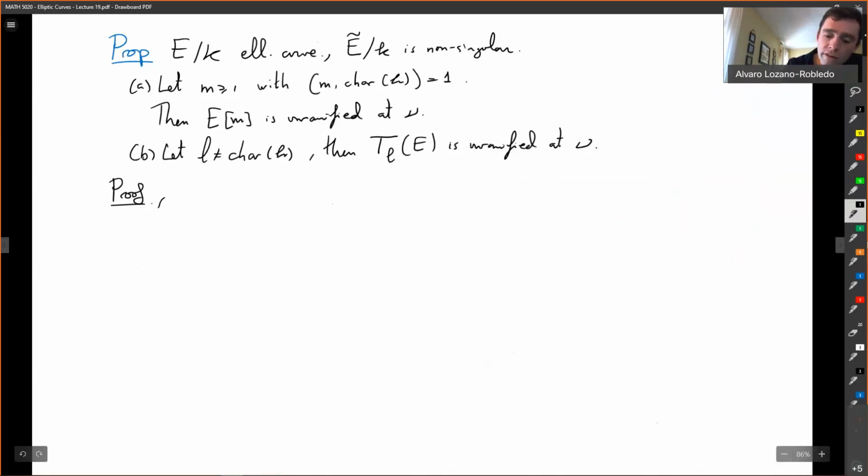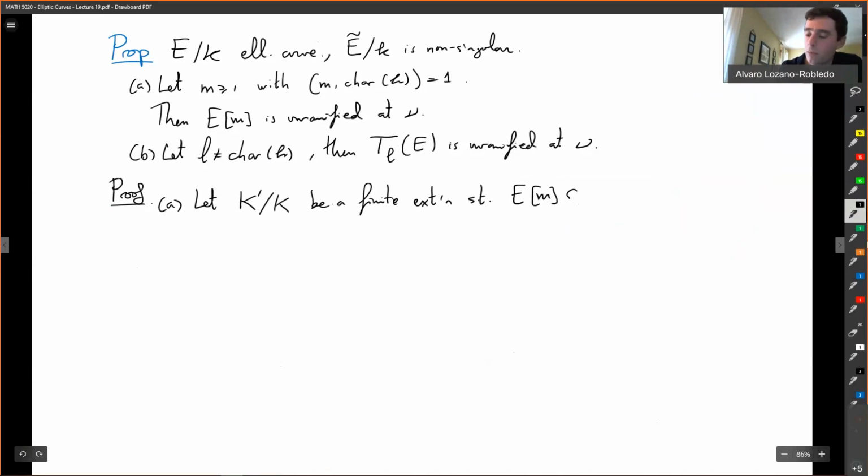Okay, so first, we might as well just go up by a finite extension. So let k prime over k be a finite extension such that the m torsion is completely defined over k prime. The field of definition of the m torsion is of degree m squared. So it's given by polynomials of degree m squared. So you can actually define all the m torsion in a finite extension.